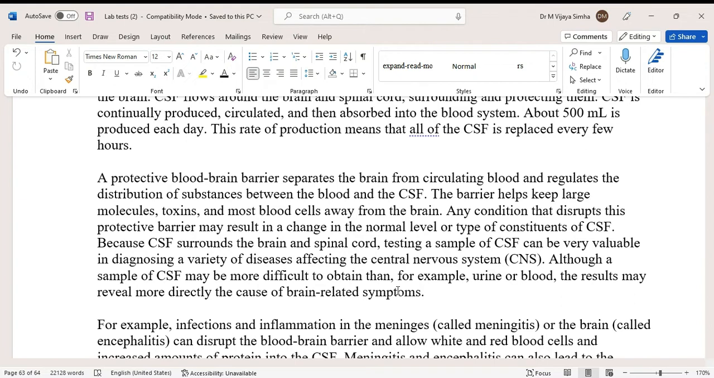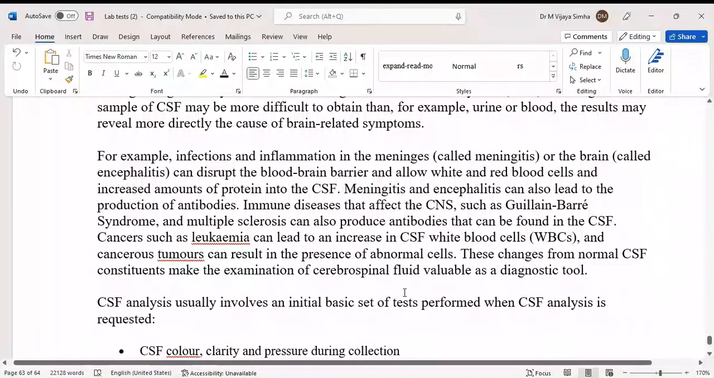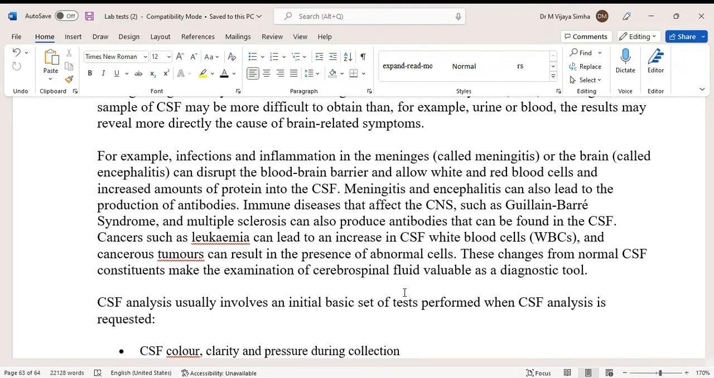Although a sample of CSF may be more difficult to obtain than, for example, urine or blood, the result may reveal more directly the cause of brain-related symptoms. For example, infections and inflammation in the meninges or the brain can disrupt the blood-brain barrier and allow white and red blood cells and an increased amount of protein into the CSF. Meningitis and encephalitis can also lead to the production of antibodies. Immune disorders or diseases that affect the CNS, such as Guillain-Barré syndrome and multiple sclerosis, can also produce antibodies that can be found in the CSF.